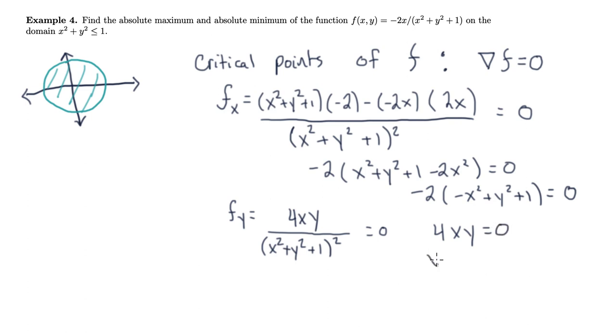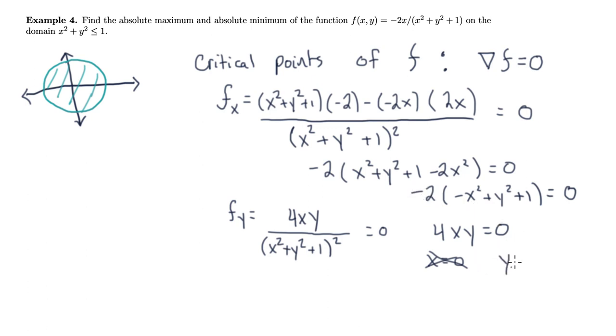So either x is 0, in which case I have y squared plus 1. That's never going to be 0, so actually this is impossible. If x is 0, I look up here, I need this equation to be 0, but if x is 0, this is always going to be positive. This is just going to make it negative, so that's never going to be 0.